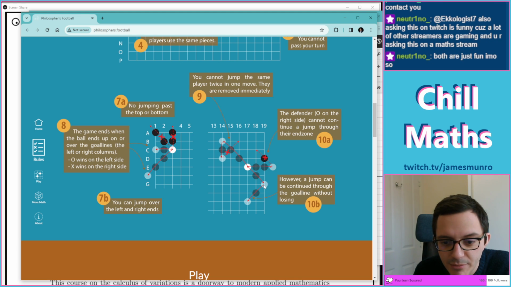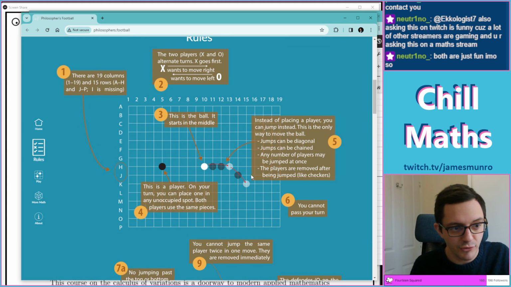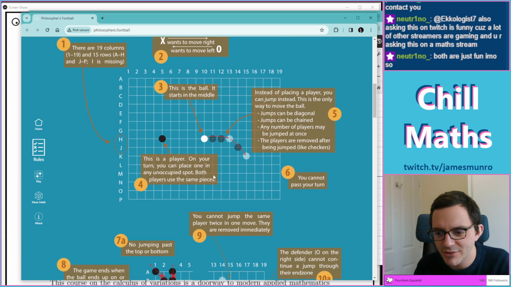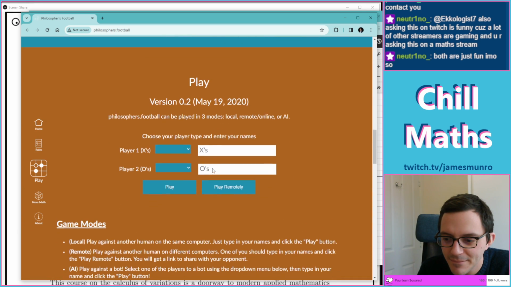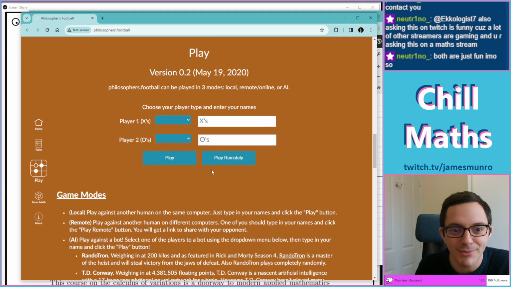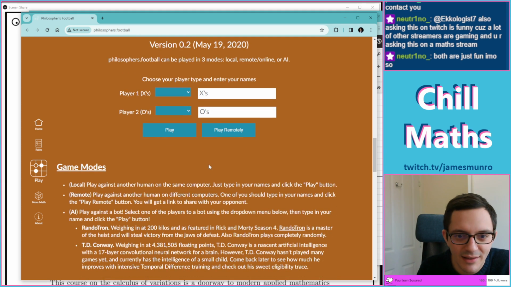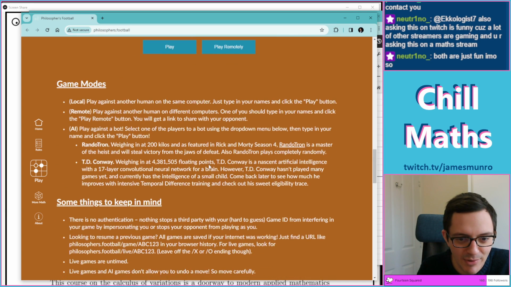Oh, so this jump, you can jump like checkers over lots of players, but it doesn't have to be in a kind of straight line. Oh yeah, good point. Other people are not doing academic disciplines at all. Okay. Right, I'm probably not gonna.